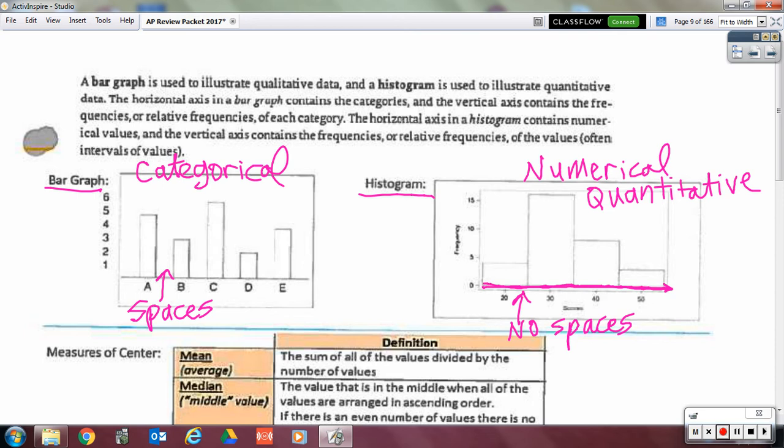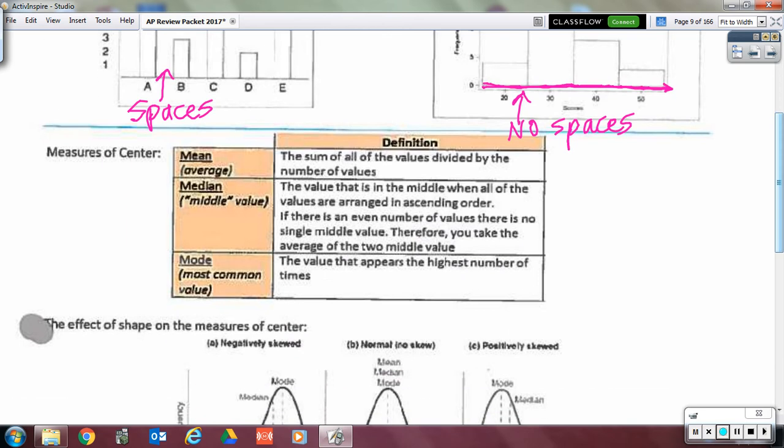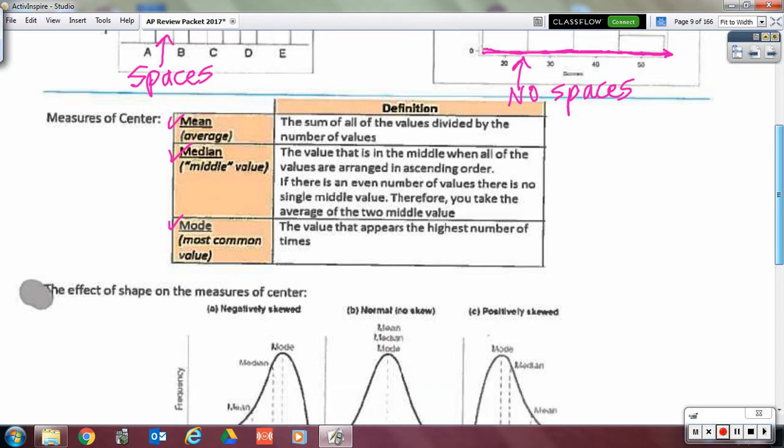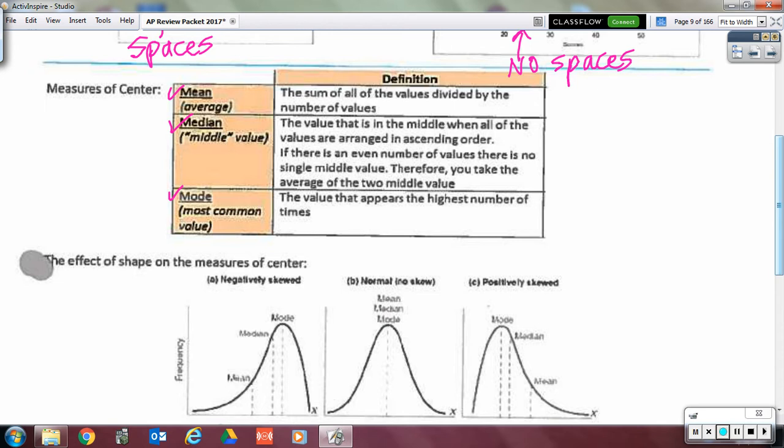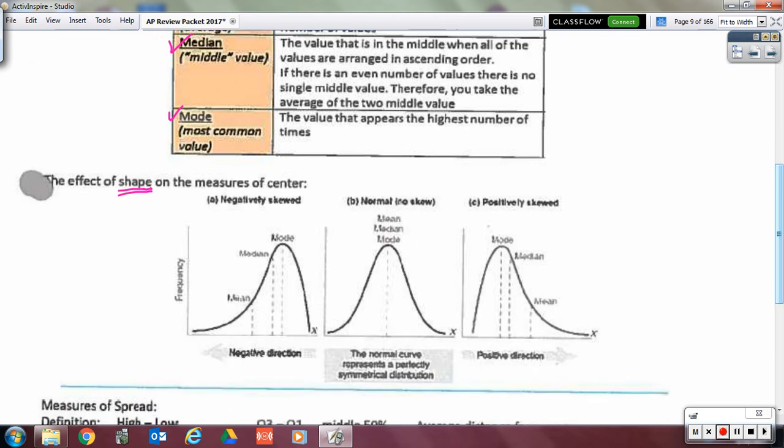Now we're going to move into talking about measures of center and spread. So measures of center are things such as your mean, median, and mode. Now there's a couple of things that I wanted to add to this. And first of all, I want to talk about how the shape of the distribution affects your measure of center and spread. Okay? You can see, I have some pictures here. You can see from this picture that if it is symmetrical, what can you say about the values of the mean, median, and mode? They're the same.